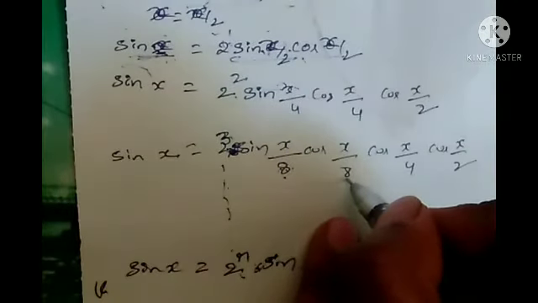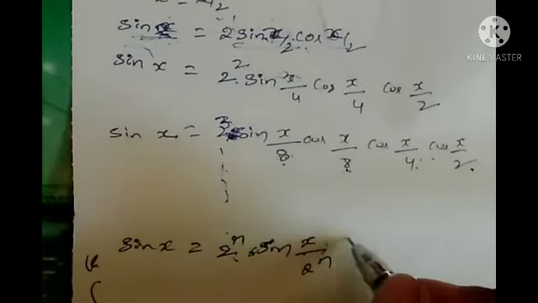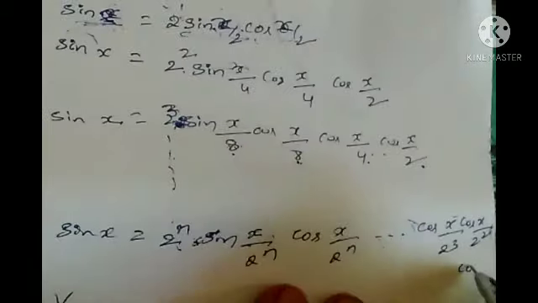power n. Okay, this 8 is written as 2 cube. Yes or no? This 8 is written as 2 cube, this is 2 square, this is 2. That means we observe the pattern. We get this like sin x by 2 power n and cos x by 2 power n and so on. Okay, cos x by 2 cube and cos x by 2 square and cos x by 2.